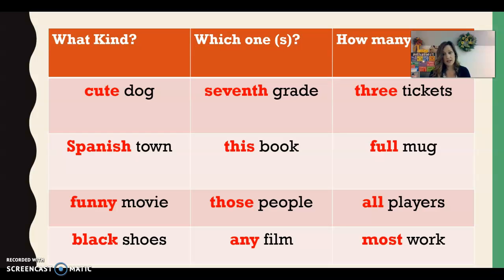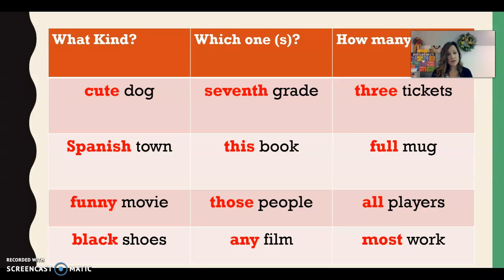There are a lot of words that you're going to add from this chart. Here you can see that this is already set out in examples. So like what kind, I'm going to add all these terms to what kind. Cute is describing dog. Spanish, and remember Spanish would be capitalized, it's a proper noun, is talking about the town. It's a Spanish town. Funny movie and black shoes. Those are all describing what kind of those types of items they are, okay?